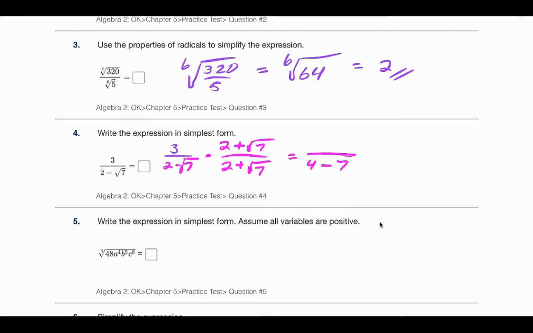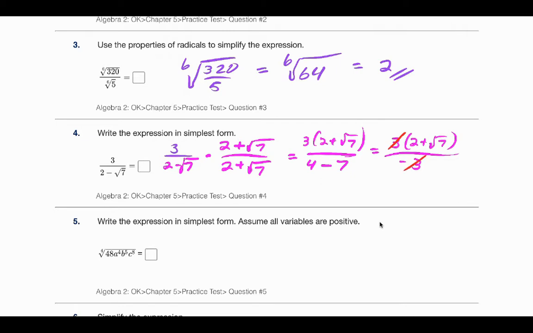And then on the top, we have 3 times 2 plus the square root of 7. Now, before we distribute that 3 through, what you should recognize is that I'll have 3 times 2 plus the square root of 7 on the top. On the bottom, I'll have 4 minus 7, which is negative 3. So if we look there, our 3's are going to cancel. So now I have a negative on the bottom.